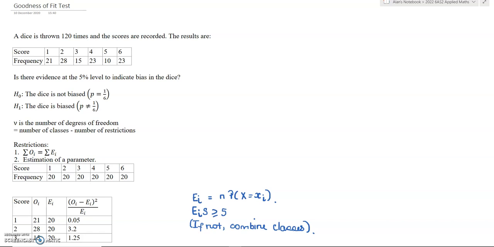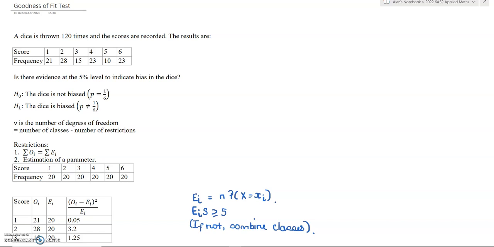So let's look at a couple of necessities for our testing. One, we have to talk about our number of degrees of freedom, and that symbol there is nu, and nu is equal to the number of classes minus the number of restrictions. Now restrictions could simply be 1, that the sum of the observed frequencies is equal to the sum of the expected frequencies, and 2, if we are estimating a parameter. Now in this case there is no parameter to estimate.